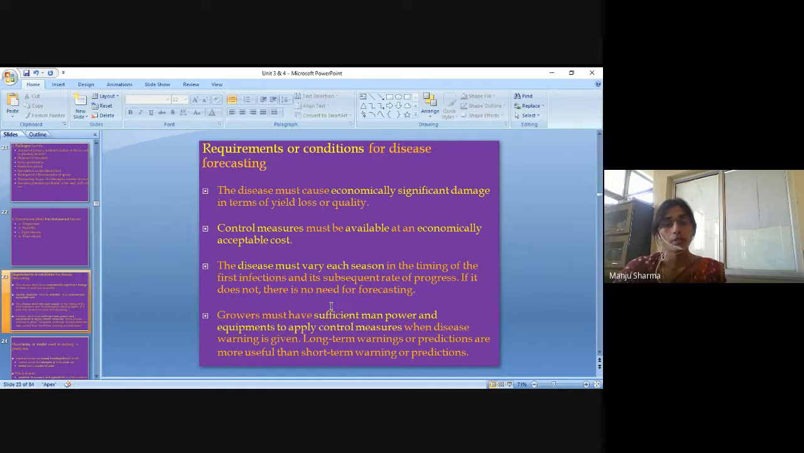The growers must have sufficient manpower and equipment to apply control measures when disease warning is given. Long term warning or prediction is more useful than short term warning or prediction.